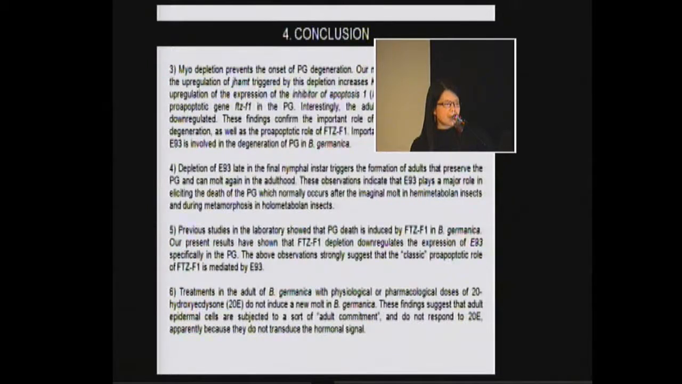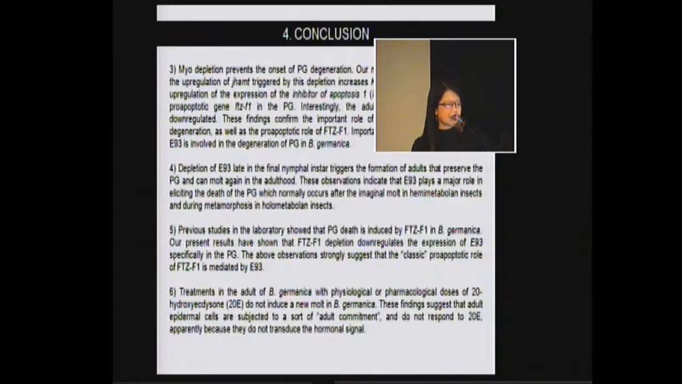Fifth, previous studies in the laboratory show that the prothoracic gland death is induced by Fushi tarazu transcription factor 1 in Blattella germanica. But our present results have shown that the Fushi tarazu transcription factor 1 depletion regulates the expression of E93, specifically in the prothoracic gland. So the above observations strongly suggest that the classic pro-apoptotic role of Fushi tarazu transcription factor 1 is mediated by E93.